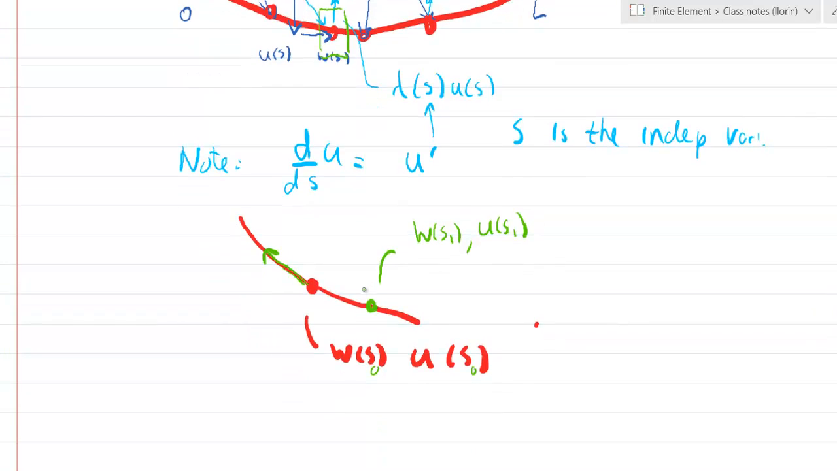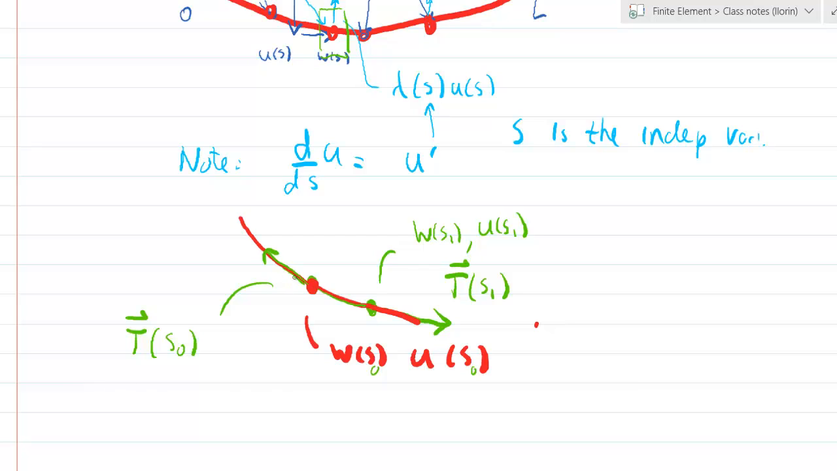Remember when we did the heat equation, we also looked at a small section of the rod. Now we're going to look at a small section of the string. So this here is going to be my tension at S0 as a function of S0. And that's a vector because the tension is parallel to the direction of the string. Here I've got another tension, and this is going to be tension at S1.